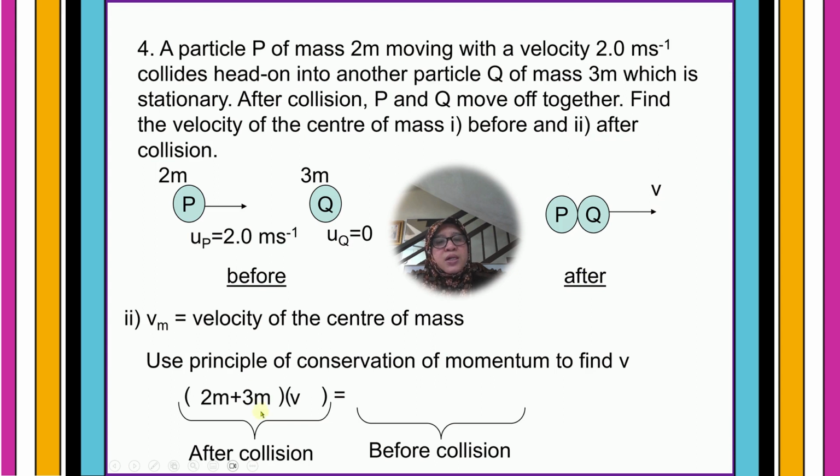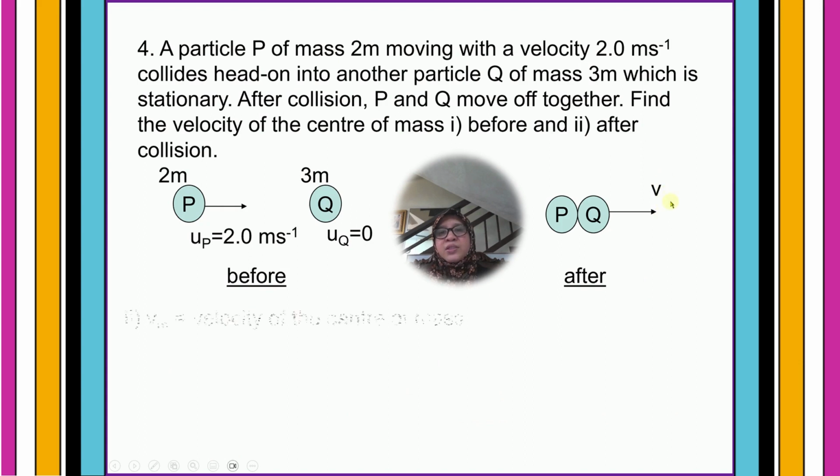So we calculate v first. After collision, they move off together, so the total mass will be 2m plus 3m times this v. Before collision, one has velocity 0, so 3m times 0, and the other will be 2m times 2, the speed. So from here we can calculate v. We get v as 0.8 meter per second. So we use the principle of conservation of momentum to find this v first. Next step, we keep this v, which is 0.8, for the second part of the calculation.